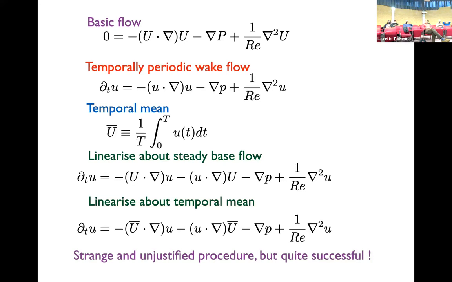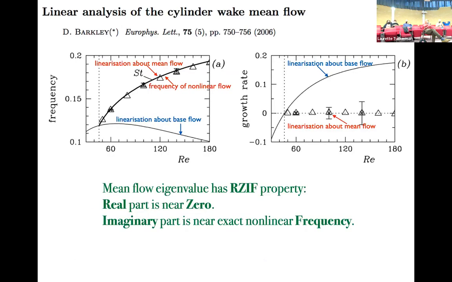But now let's do something else where instead of linearizing about the basic steady flow, we're going to linearize about the temporal mean. Okay, so this is strange. I mean, we see the symbols, they're just these symbols, except with a U bar over it. Strange and unjustified procedure, but it's very successful. And let me show you how successful it is.